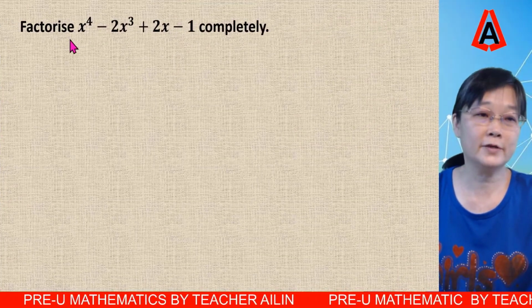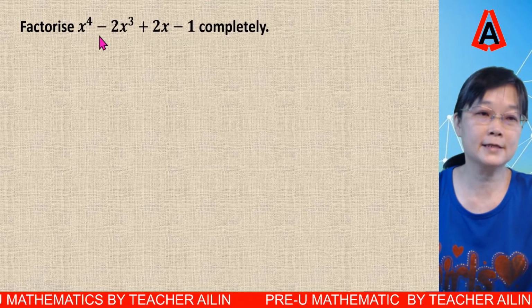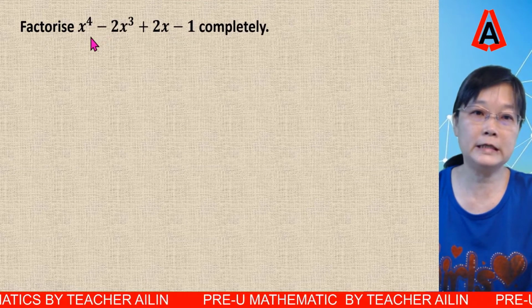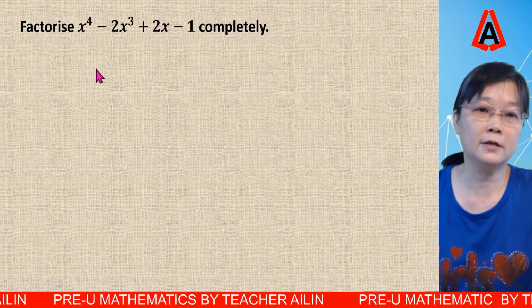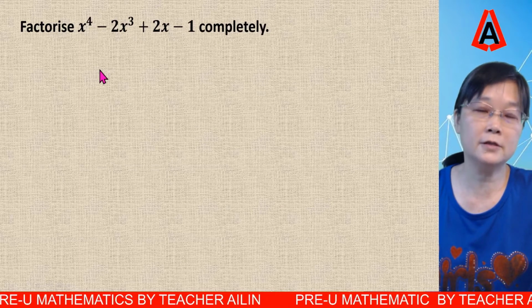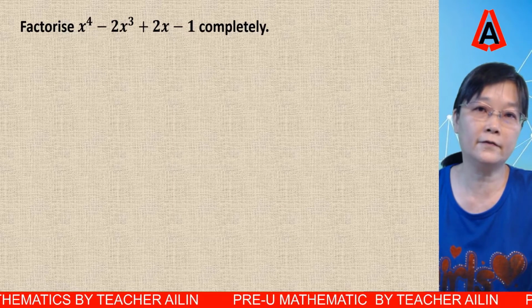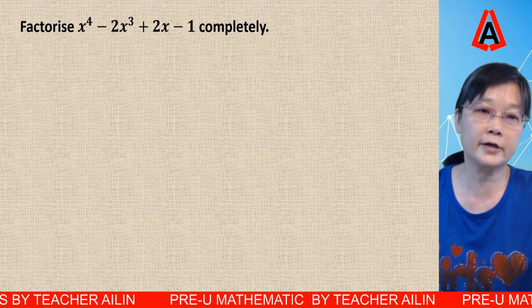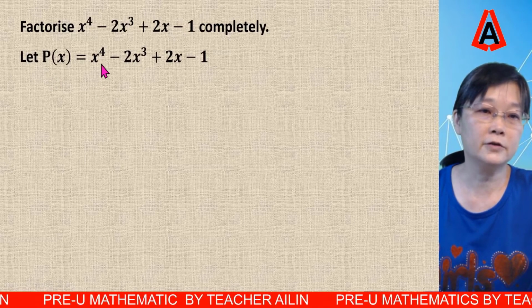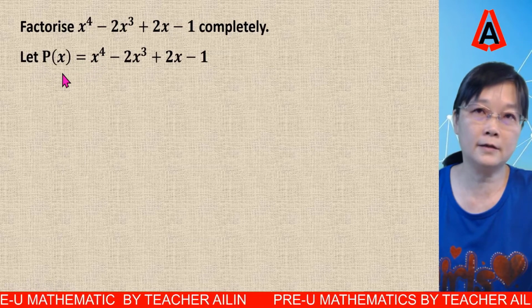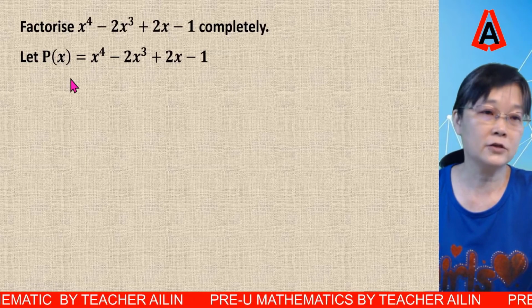Next, we try this question. Factorize this polynomial in degree 4 completely. Since in this question we are not given any information, it means we are going to find the first factor by using the trial and error method. So first, I try to write this polynomial in function notation.